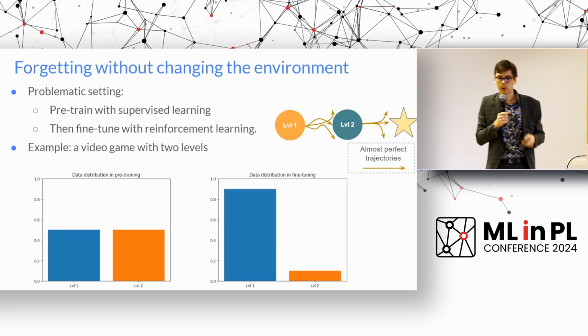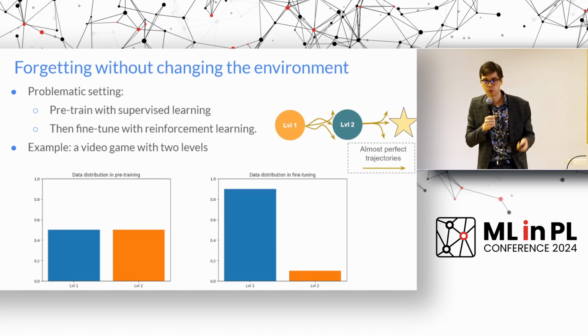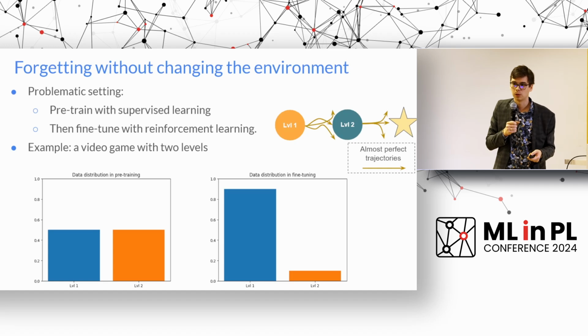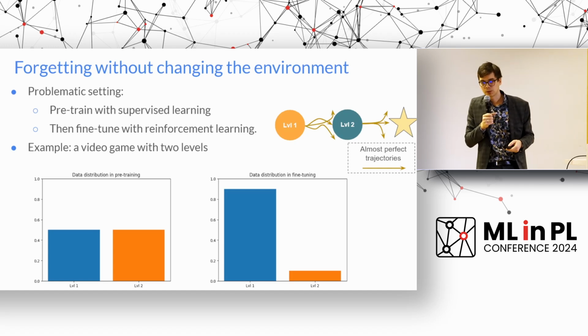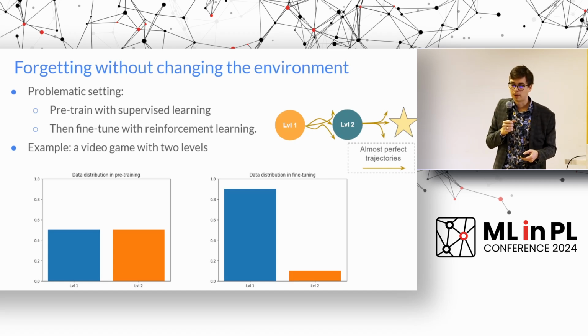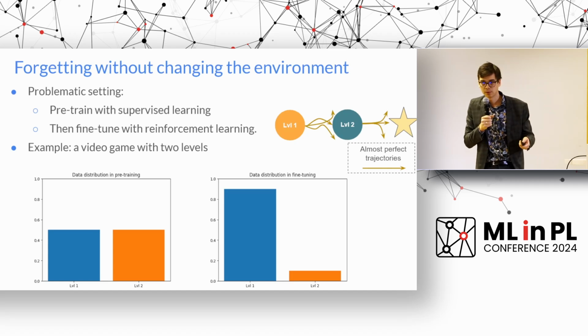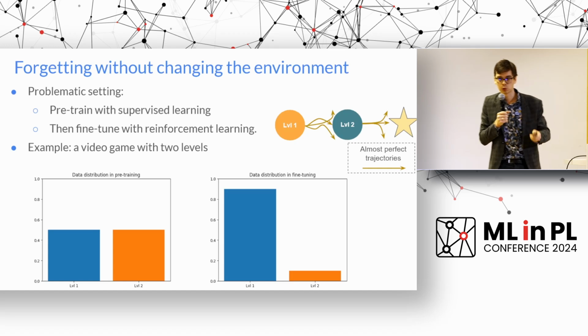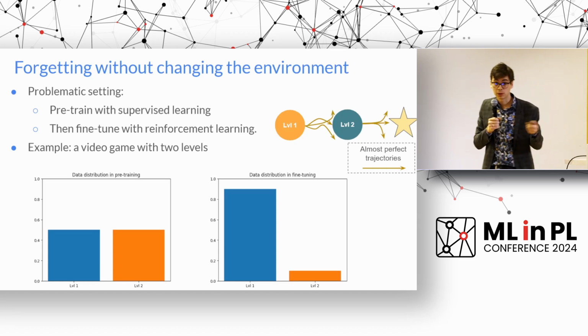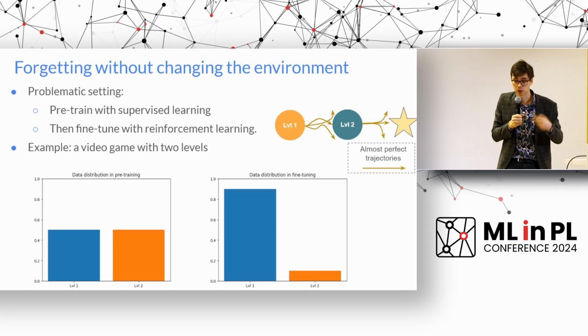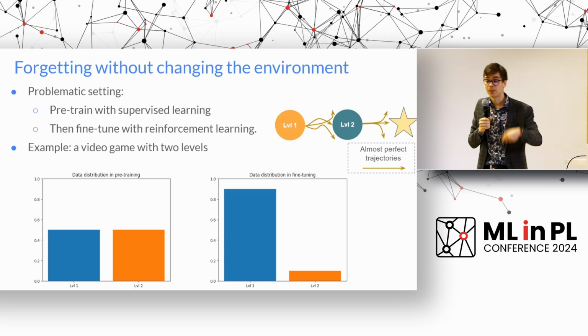So if we were to look at how the data distribution would look at the beginning of the fine-tuning, then we would see much more examples of the first level than the second level, because we keep dying in the first level. And this shift of the data distribution will again lead to forgetting, even though the environment is still the same. We only change the way of how we sample from this environment.